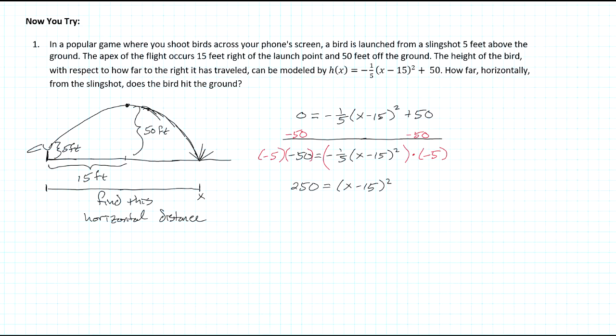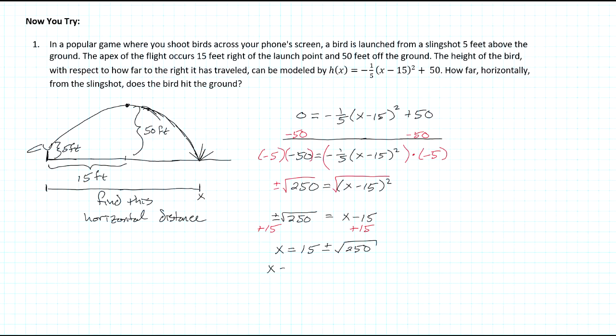And then we'll go ahead and take the square root of both sides, remembering that when we do that, we need a plus or minus on that square root. So we'll have plus or minus the square root of 250 equals x minus 15. And then we can add the 15 to both sides, so that we get x equals 15 plus or minus the square root of 250.